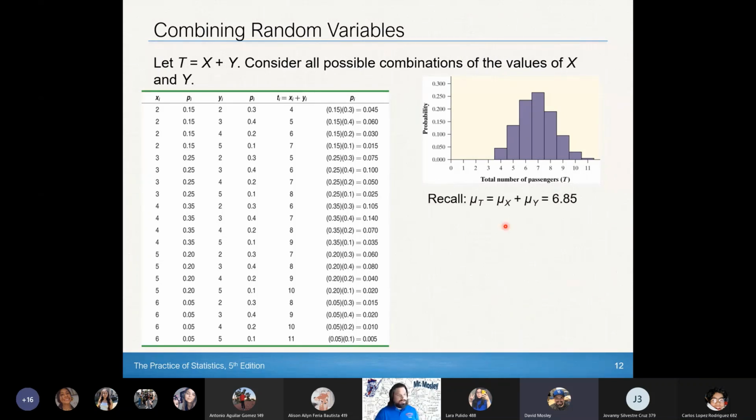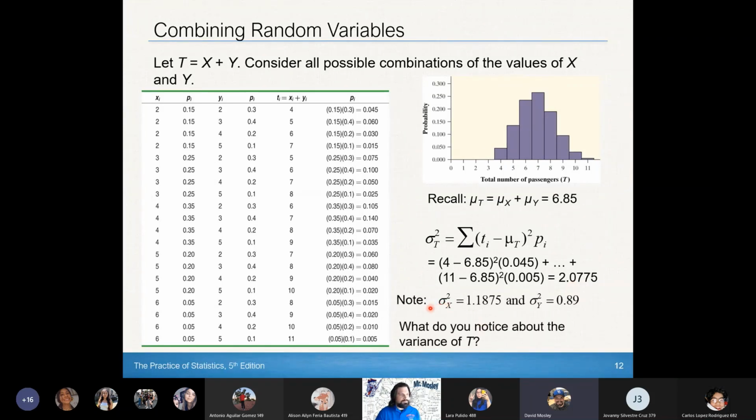We already found that the expected value of t is 6.85 when we just added the means of x and y. To calculate the variance of t, we have to add up all the squared differences between the observations and the mean of t, times the probability of each of those occurring, which gets us some crazy calculations such as this. And we get 2.0775 as the variance. So again, that's the variance. We have one more step to do.